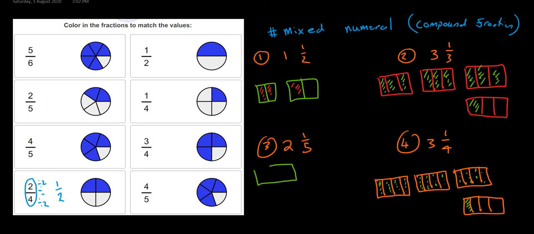Now we know our shape is split up into fifths. 1, 2, 3, 4, 5. So we need to shade 2/5 of those. Okay, so we can shade all of this, and just a fifth of this. Okay, so I hope mixed numerals are more clear to you.